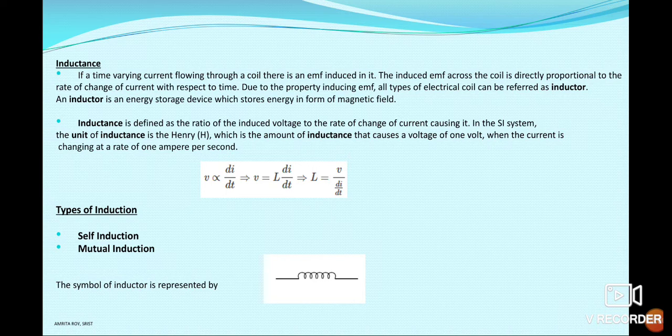For the case of mutual induction, when time varying current flows in a coil, it produces time varying flux, as we have already told. This time the varying flux may link with another nearby coil. Due to this flux linkage, there will be an induced EMF in the second coil. This type of electrical induction is called mutual induction. Hence, mutual induction can be defined as induction of EMF in one coil due to time varying current flowing in another nearby coil. The symbol of an inductor is represented as shown in the figure.